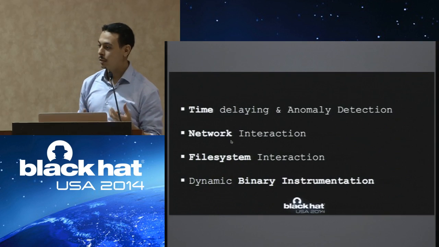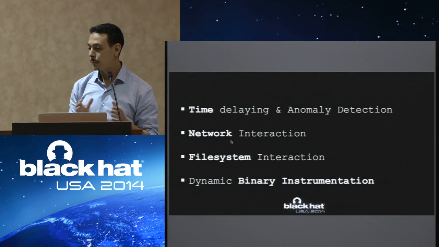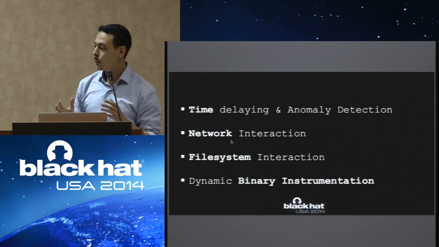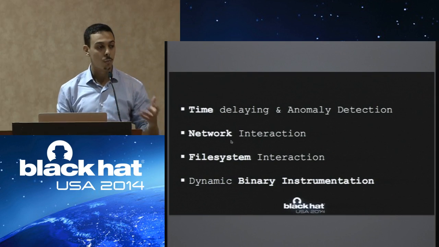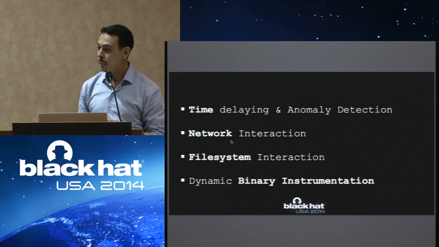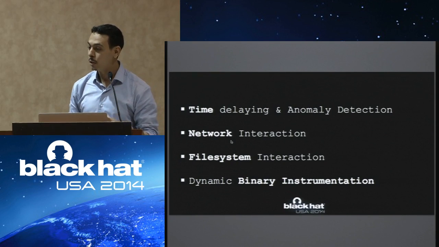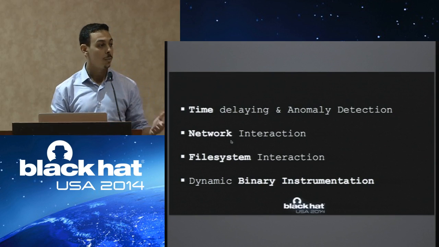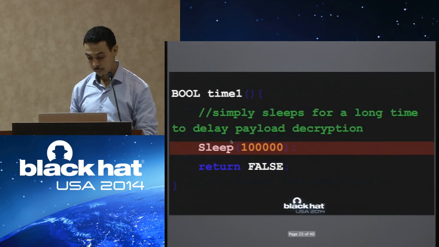Well, to identify these differences and to evaluate the different emulators, we have worked on 4 categories. There are definitely more, but these are the ones that we did focus on. The first is related to timing anomaly. Second is network interaction, then file system interaction, and finally binary instrumentation.